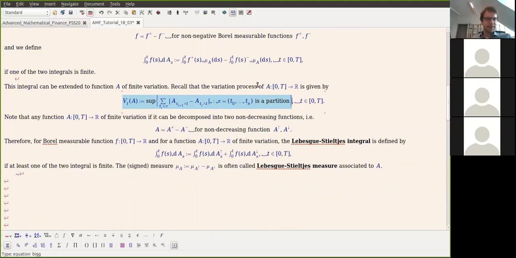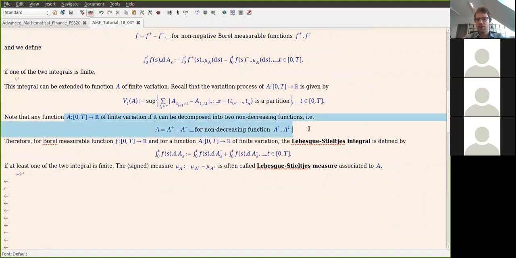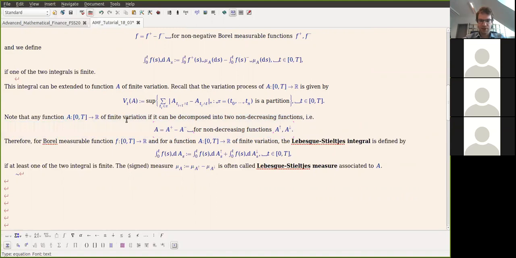The nice thing about a function of finite variation is that we can always decompose it into the difference of two non-decreasing functions. This is an if and only if relation, meaning if I have a function of finite variation, I can rewrite the function A as an increasing part, which is my up arrow A, so this is the upward movements, and then minus the downward movements. And this is only possible if it's of finite variation.